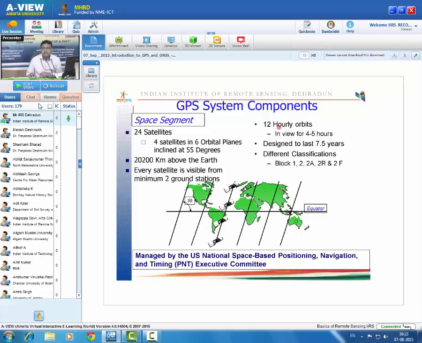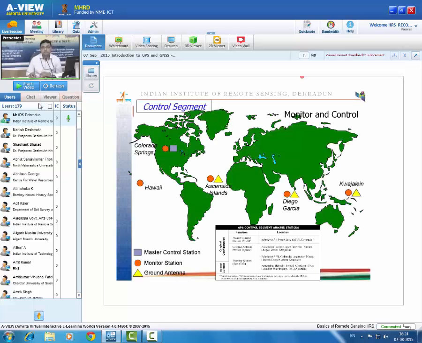These orbits are 12-hourly orbits. At any station on the ground, they are visible for about 4 to 5 hours. The initial design life of the satellite was 7.5 years. The new satellites which are now coming up have an even higher designed life, more than 10 years. The orbit is about 20,200 km above the Earth, and every satellite is placed so that at minimum it is visible from 2 ground stations. So these are the locations of the ground stations as a part of the control segment.